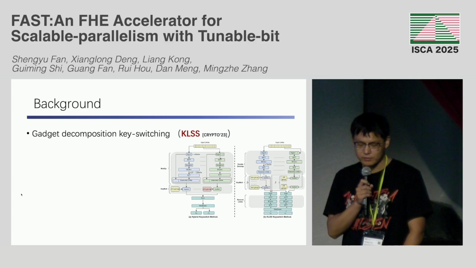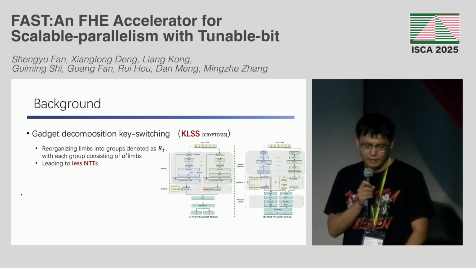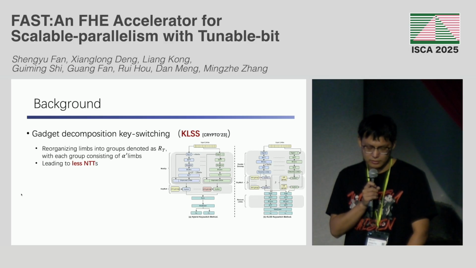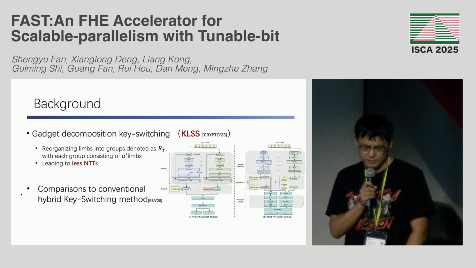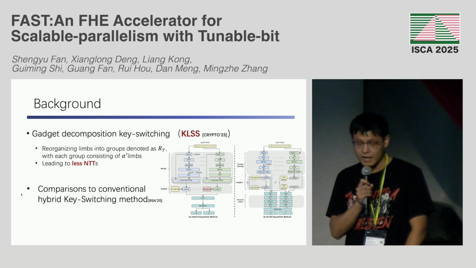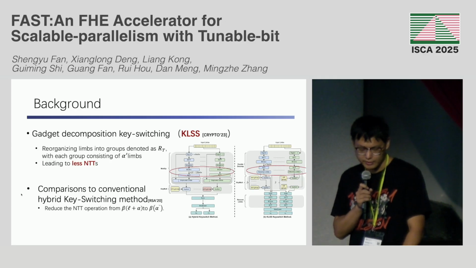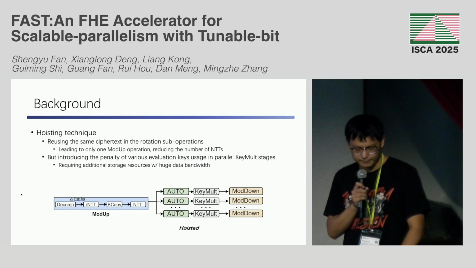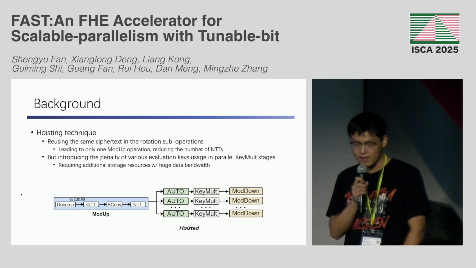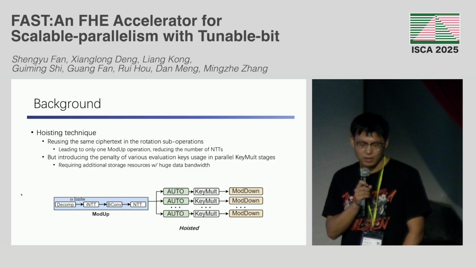The KRSS method was first proposed by Korean researchers. Unlike the traditional hybrid method, the KRSS approach first maps the limbs into a new modulus space called RT, and then performs the multiplication with the corresponding key. Compared to previous schemes, KRSS effectively reduced the number of NTT-related computations, but it introduced a higher computational cost in key multiplication. In addition, there is another widely adopted method known as hoisting.